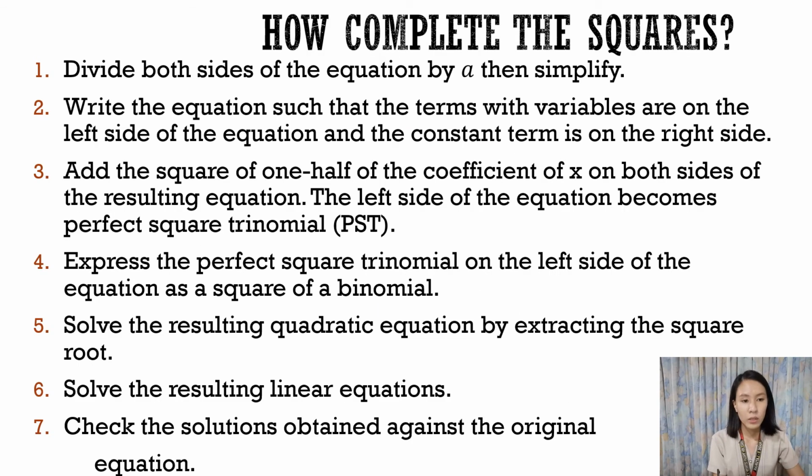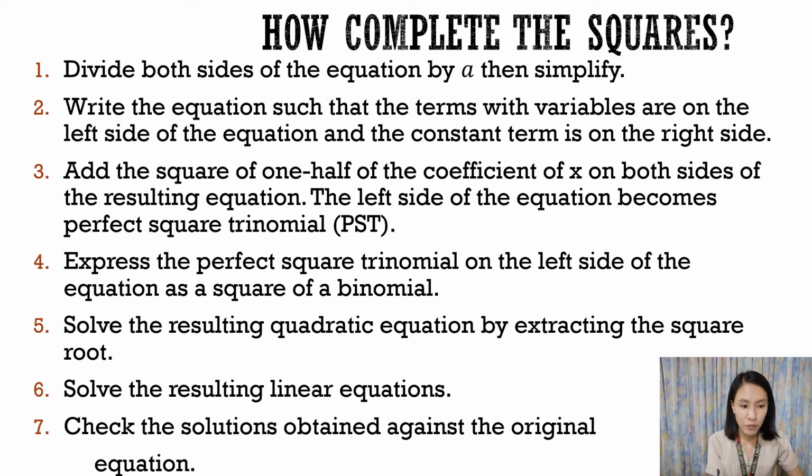So how can we complete the squares? These are the steps for us to follow to complete a square. First, divide both sides of the equation by a, then simplify. Second step, write the equation such that the terms with variables are on the left side of the equation and the constant term is on the right side. Number 3, add the square of 1/2 of the coefficient of x on both sides of the resulting equation.